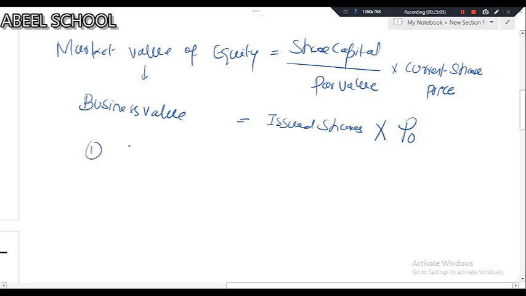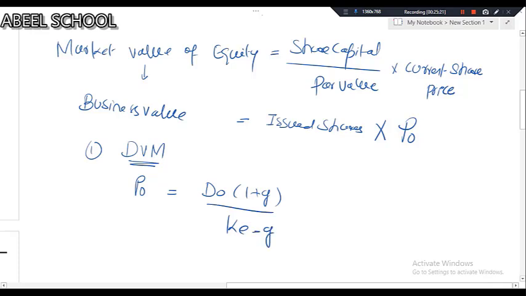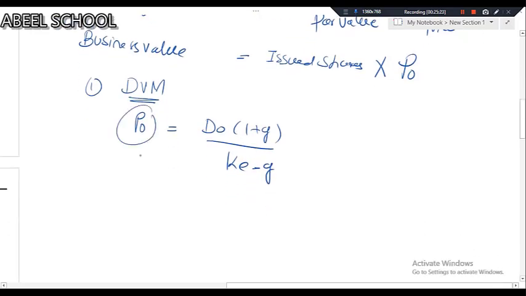Number one is the dividend valuation model. In the dividend valuation model, how do we calculate P naught? P naught is equal to D naught (1 plus g) divided by Ke minus g. Dear student, this P naught is the current share price, obviously of ordinary shares. So right now P naught in the dividend valuation model is representing the current ordinary share price.